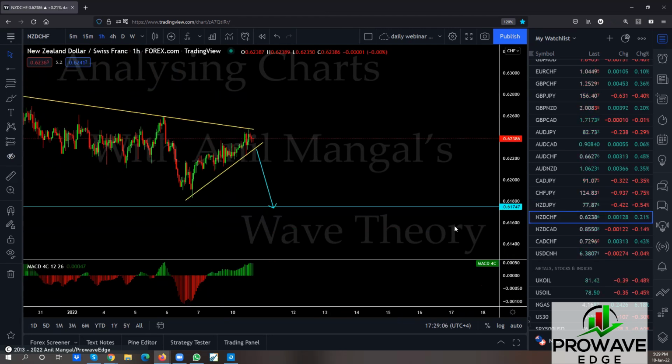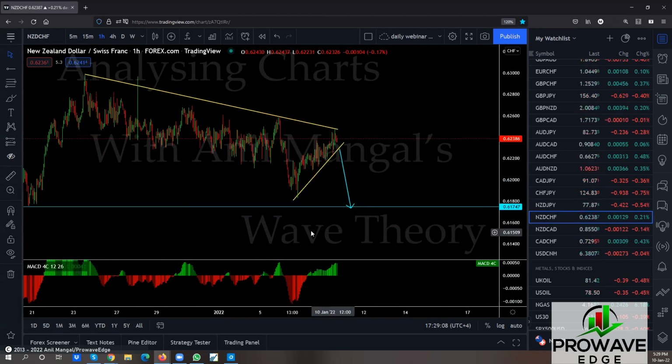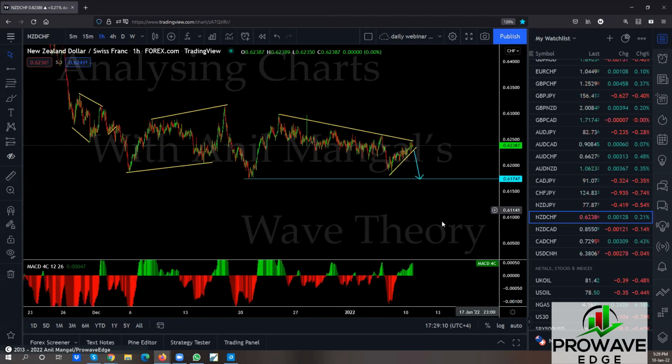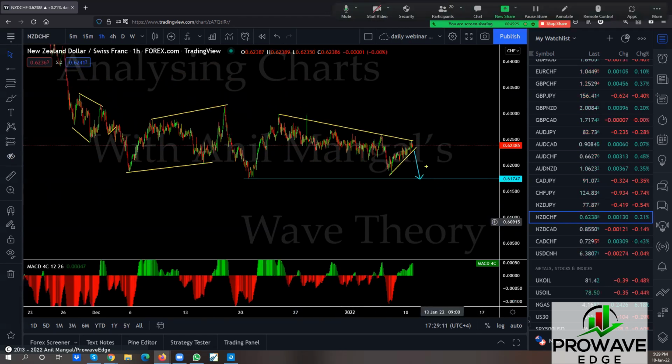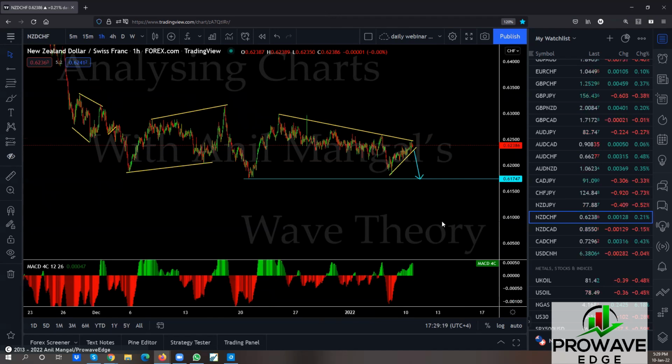New Zealand Swiss. Yep, there's a possibility this could drop one more, but that is a short trade because it will have to go back up to make a flat. So if this drops here, we're likely going to see this go back up here, make a flat, and then you can look for the sell. This short sell might not be a good one.